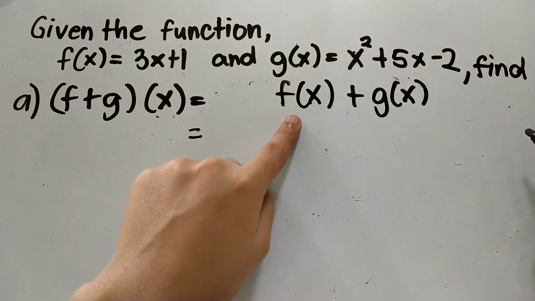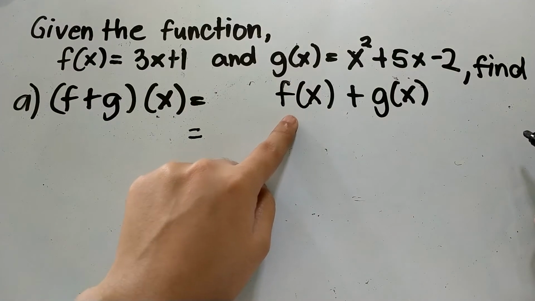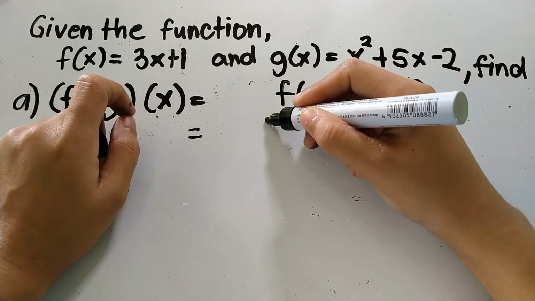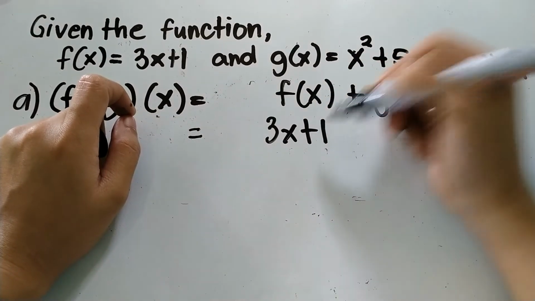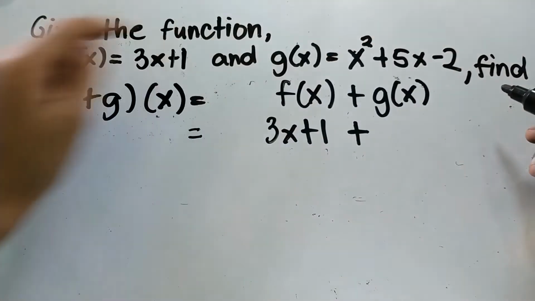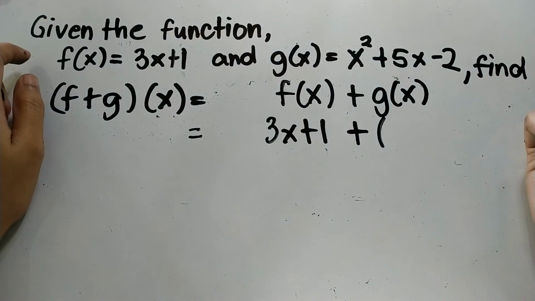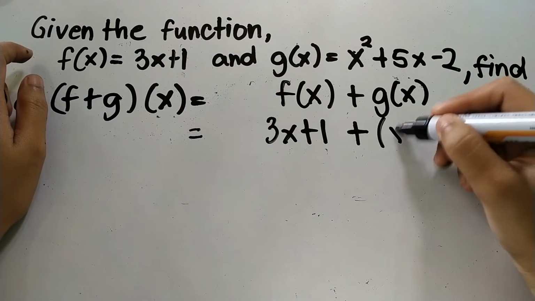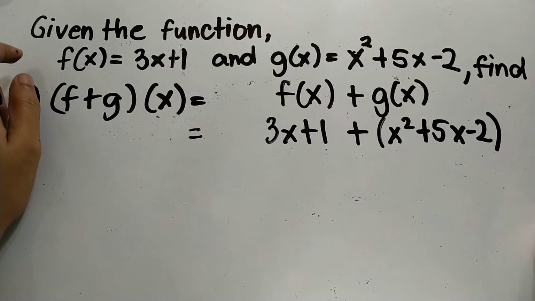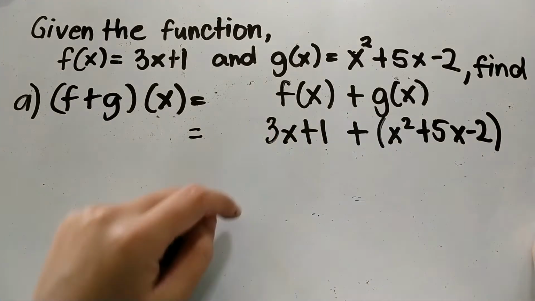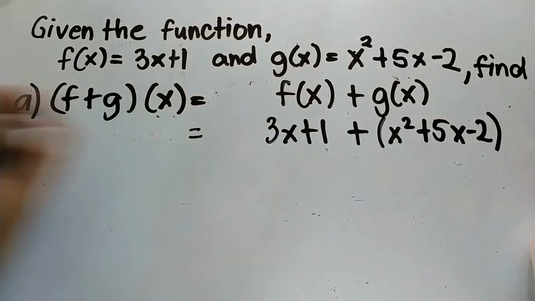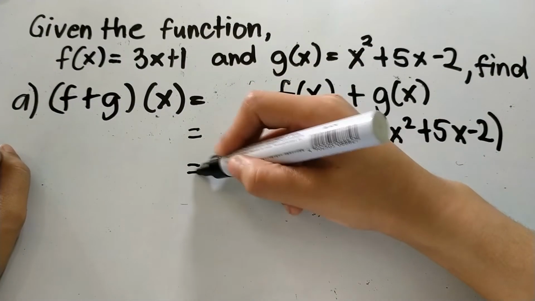Simply, gawin mo lang muna yung first step. What's the first step? F of x. What is f of x? It's 3x plus 1. Kopyahin mo lang yun. 3x plus 1. Plus, what is g of x? It's x squared plus 5x minus 2. Enclose na natin siya sa parenthesis. X squared plus 5x minus 2. Now, para matanggal si parenthesis, simply we will multiply this positive sign with these 3 terms. Para matanggal natin si parenthesis.